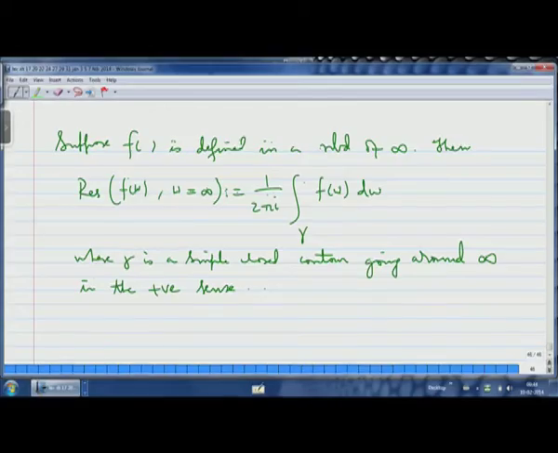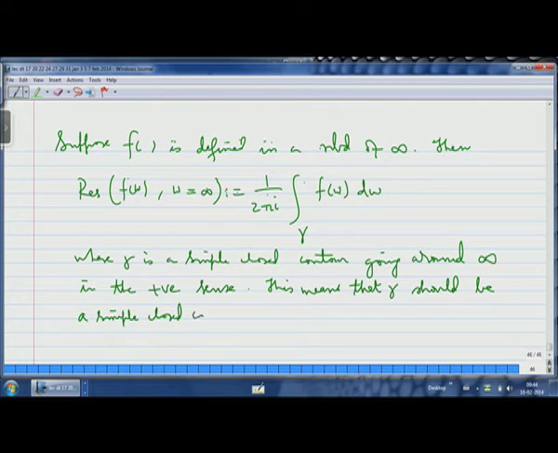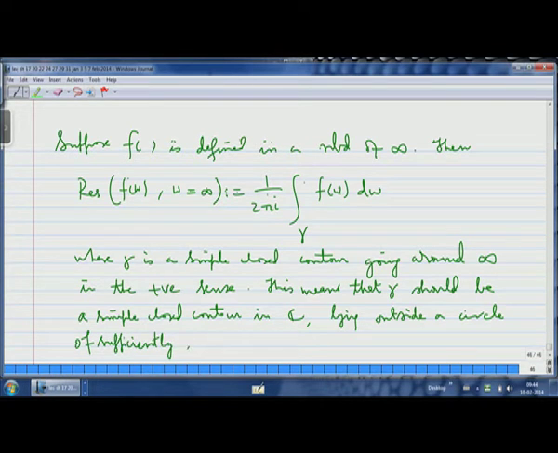So let me write that down. This means that gamma should be a simple closed contour in the complex plane lying outside a circle of sufficiently large radius, but given the clockwise or negative orientation.